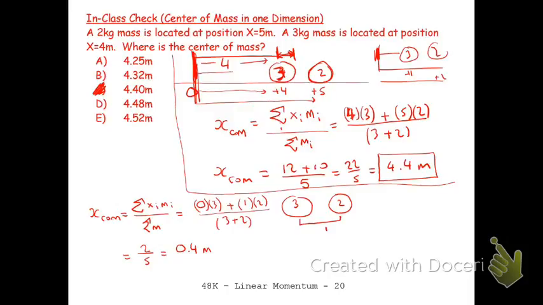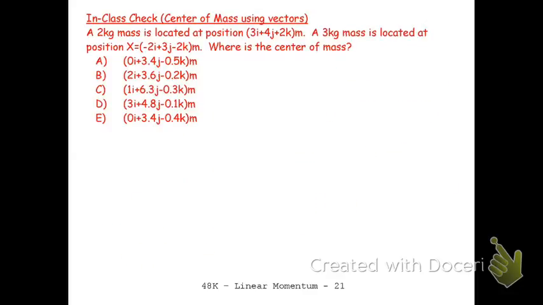So I've got to be a bit careful about how I express it. What length measurement do I want? But it will work. I can do the same thing now. Let's do it using IJK. So now I have a 2 kilogram mass, and this is at 3i plus 4j plus 2k meters.